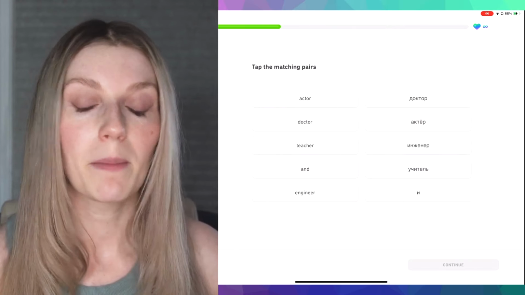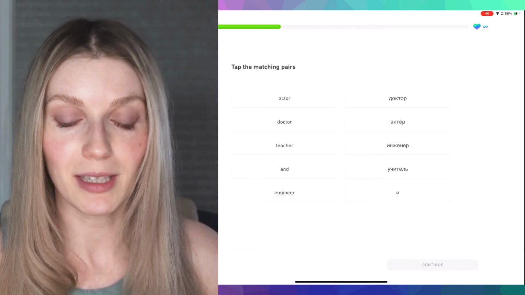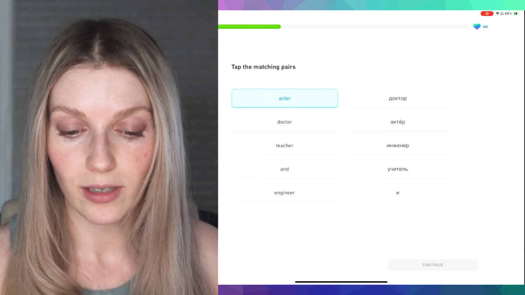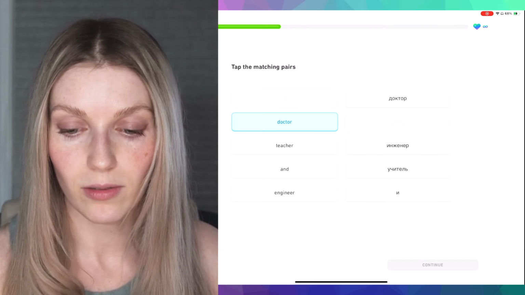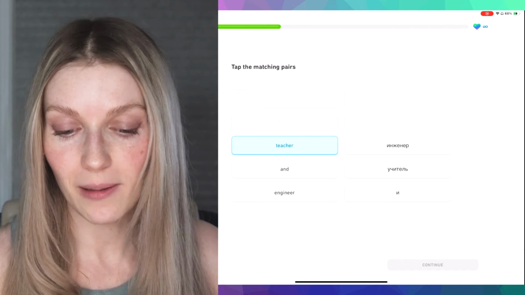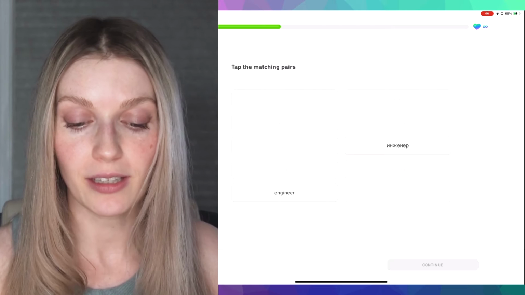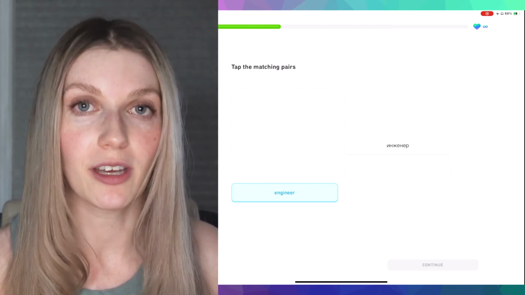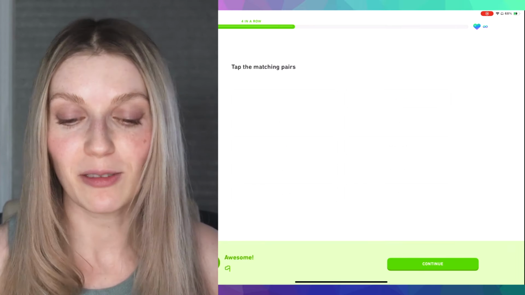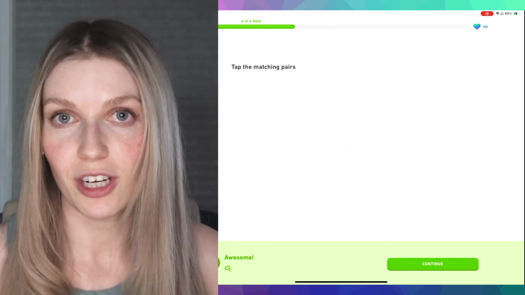Учитель. My favorite exercise in Duolingo in all the languages that I'm studying is match madness. So let's just match them very quick. Actor is актер. Doctor is доктор. Teacher is учитель. And is E, very similar to Spanish. And engineer is ingenier. As I mentioned before, many of the words phonetically sound very similar. Actor, актер, doctor, доктор, engineer, engineer.